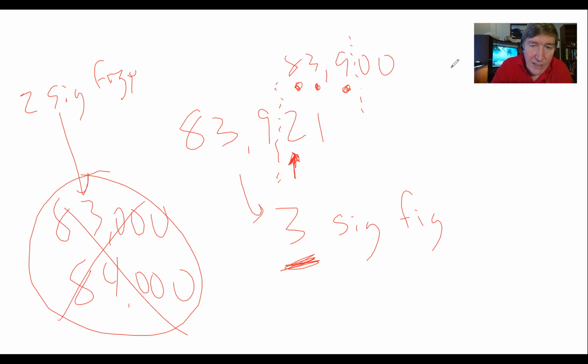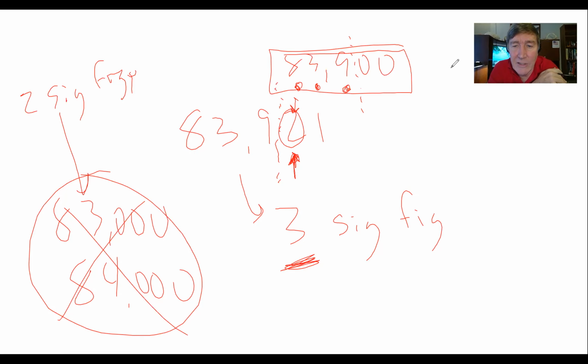If the next digit after the dotted line is less than 5, then I'm going to round down. If the next digit after that is greater than 5, then I'm going to round up. So 2 is clearly less than 5. So that means I'm going to round down. So yeah, this 83,900 is the right answer.